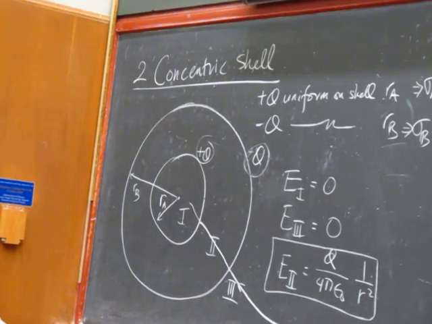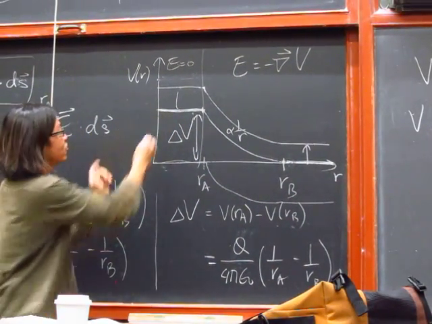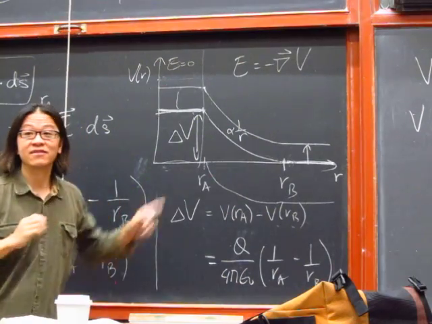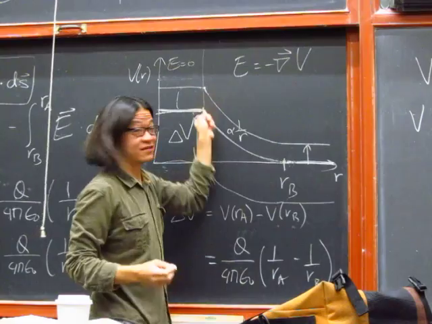That makes sense, if you remember that the electric field is the gradient of the potential. In this case, there is no gradient. The potential is flat, so the electric field is zero. And here, because of the 1 over r, there is a gradient.